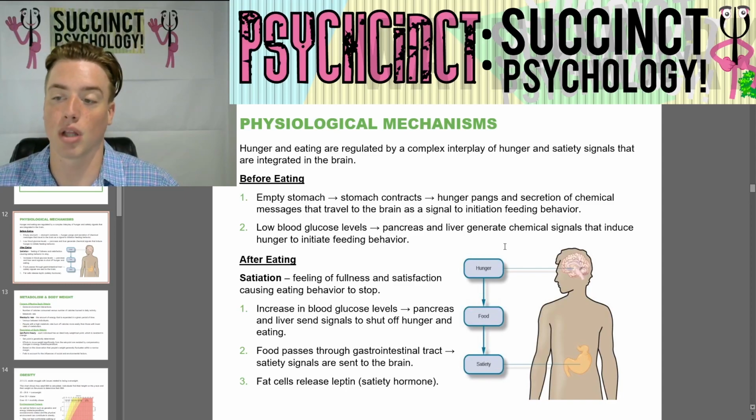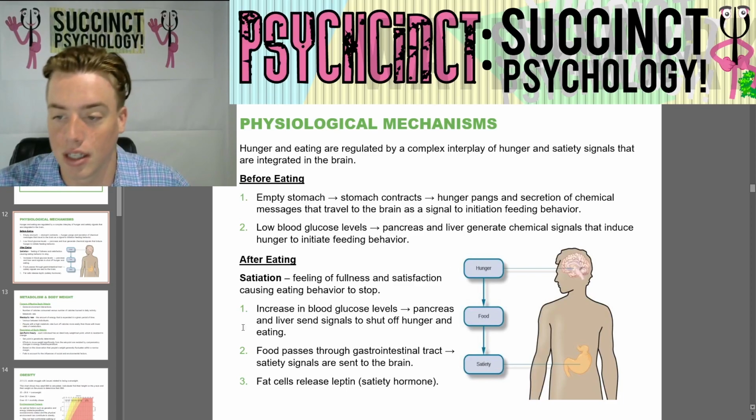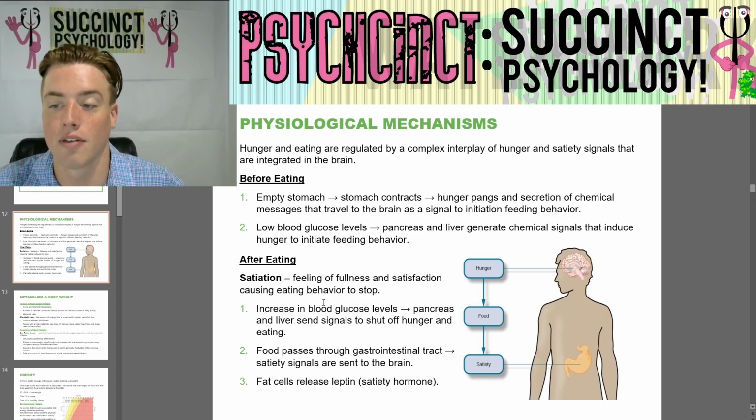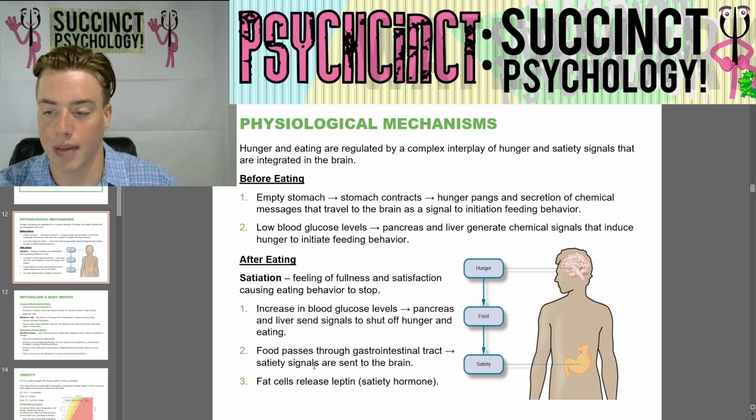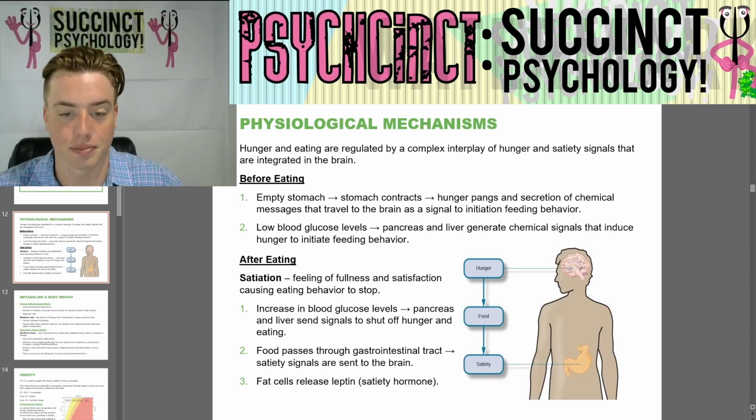You also have low blood glucose levels. Your pancreas and liver generate chemical signals that induce hunger to initiate the feeding behavior. Now, after eating, you have satiation, feeling of fullness and satisfaction causing eating behavior to stop. So increase in blood glucose levels after eating, your pancreas and liver send signals to shut off that hunger and eating. And as food passes through the gastrointestinal tract, satiety signals are sent to the brain. And fat cells release leptin, or satiety hormone. So here you have your hunger, you eat, you have satiety.